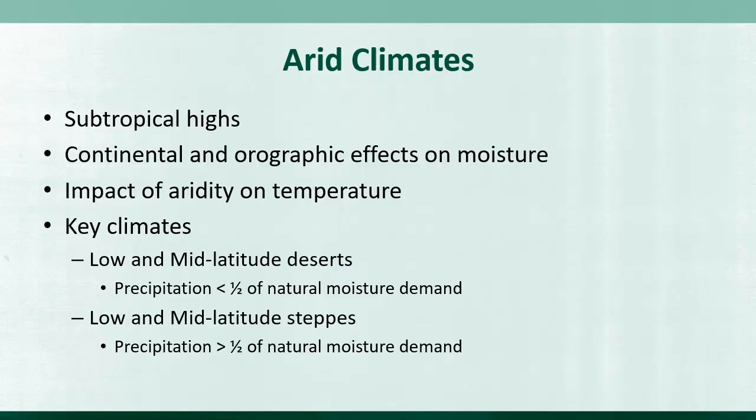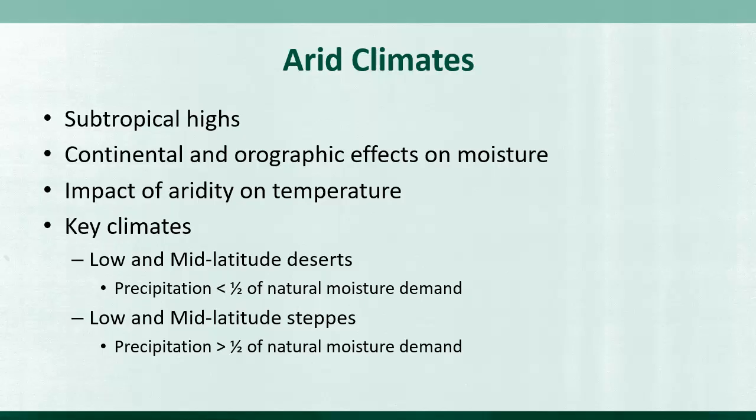Number one, subtropical highs influence these areas, especially the lower latitude areas, the ones closer to the equator, where the subtropical highs dominate. But continental effects are very important in arid climates as well, because orographic effects essentially wring moisture out of air masses, so by the time they get to the middle of great big continents, they're quite dry. That rain shadow effect that we talked about before.